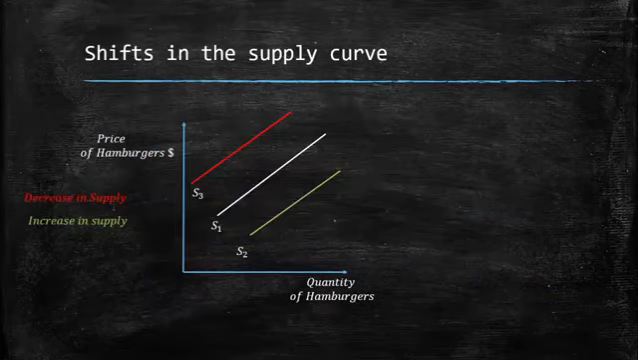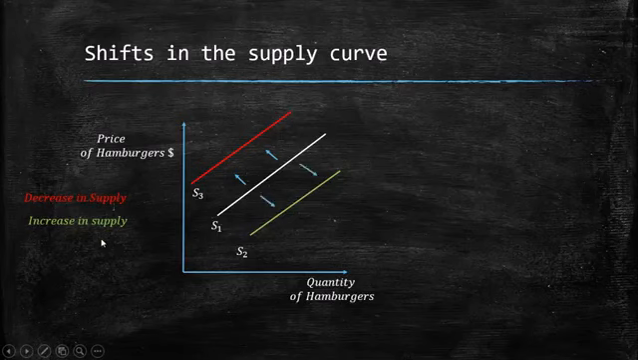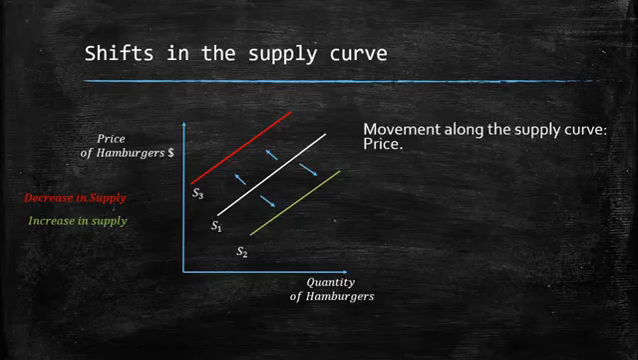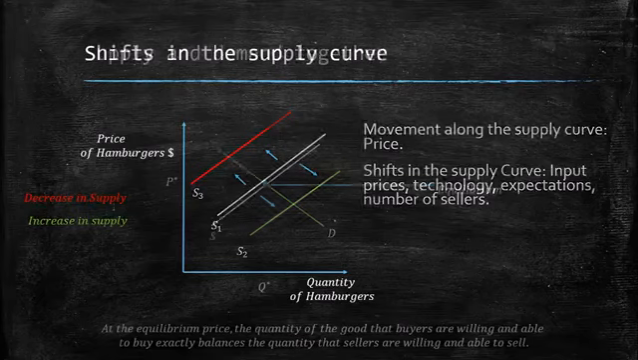So here we're going to talk about the shifts in the supply curve. Here we see the red one when there is a decrease in supply, and the green one when there is an increase in supply. We know about movement along the supply curve, which is the same as with demand, and it's caused just by the price. But a shift in the supply curve is determined by input prices, technology, expectations, or the number of sellers.